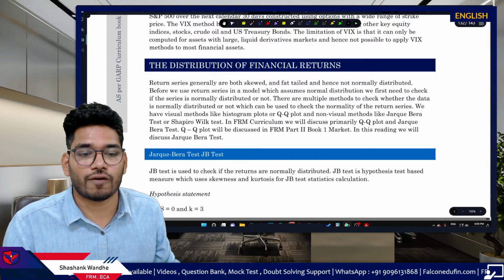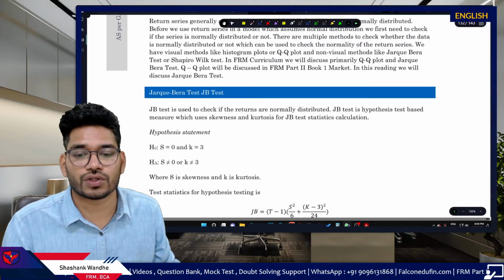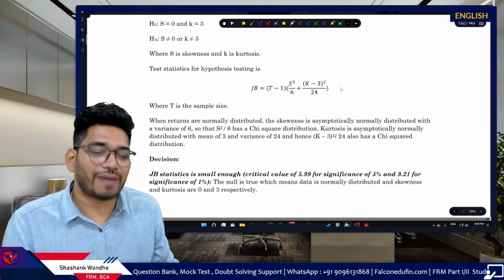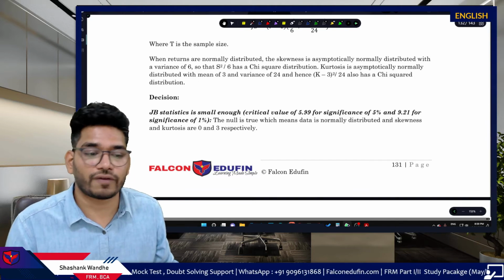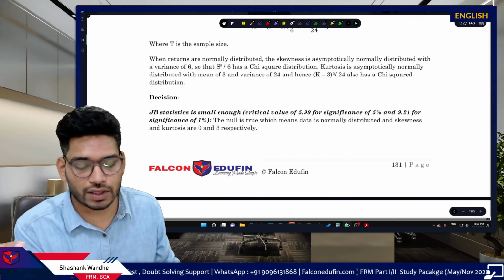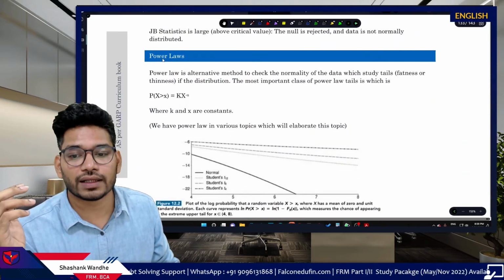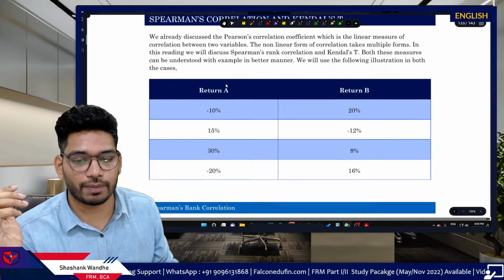Now the distribution of financial returns, how it's distributed. So the JB test is important. I don't think the calculation is very important. The decision rule is very important. You have to understand the decision rule. If GARP provides you very specific, direct values in the examination, you should be able to answer it. Then the power law is here. Just read all the power laws.